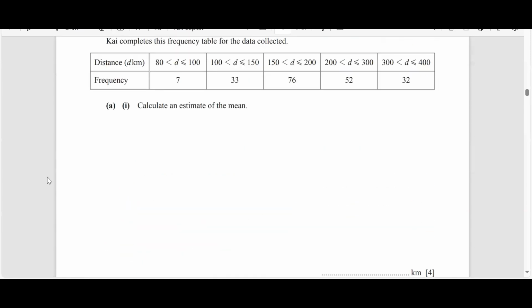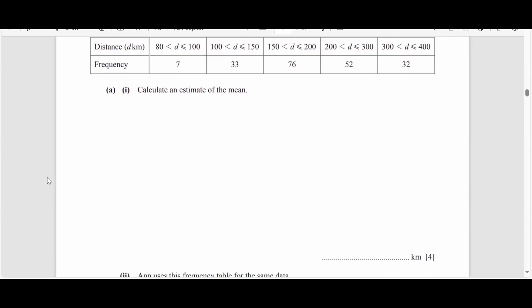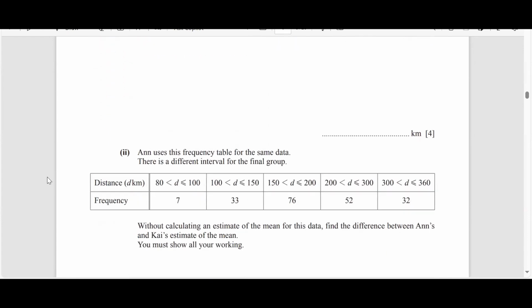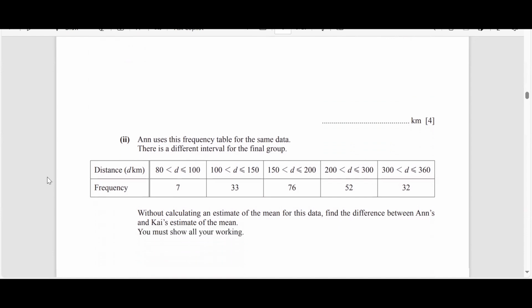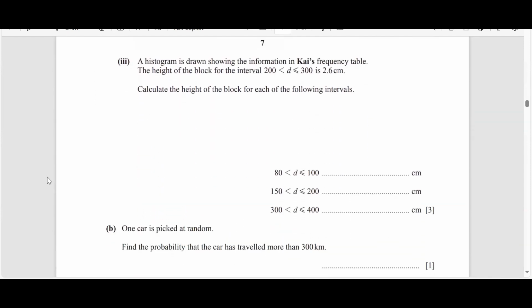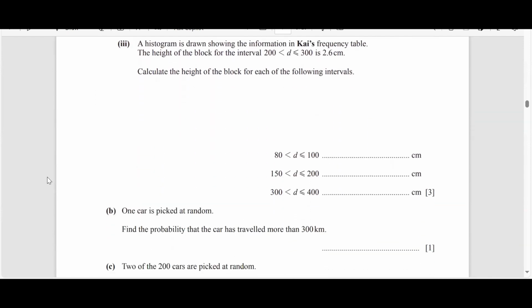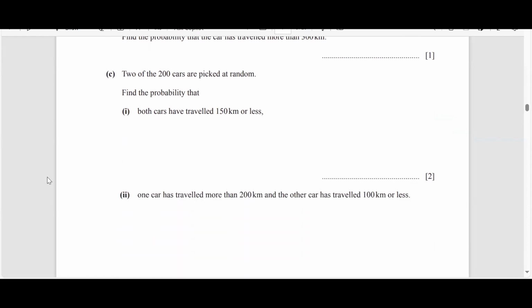It was a bit lengthy question, but initially to find the estimate of the mean, we used the sigma fx by sigma f formula. Then we just had to find the difference in the fx values of the last interval and divide it by sigma f to get the second one. For the third one, we used the frequency density formula, that is frequency over class width. And finally, the probability formula: probability of an event is number of favorable outcomes divided by total number of outcomes.